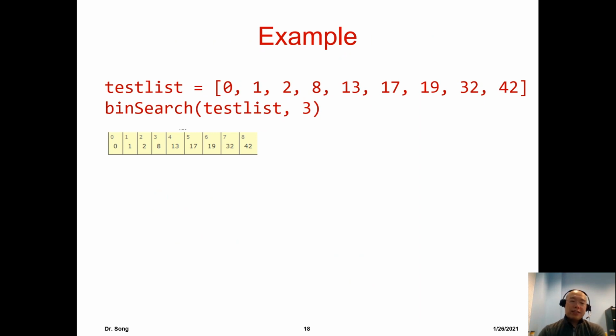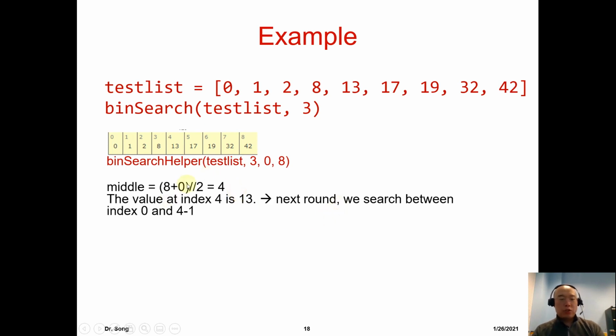Okay, well, here's an example. If we have a list and we are searching for 3, how do we do that? We have the lower bound as 0 and the upper bound as 8. So what's the middle value? The middle index should be 4. And on the middle index, we have 13. So we are looking for a 3. Well, 3 is lower than the middle value, which is 13. So what does that mean? This means if we do have the value 3, it has to be in the lower half, right?